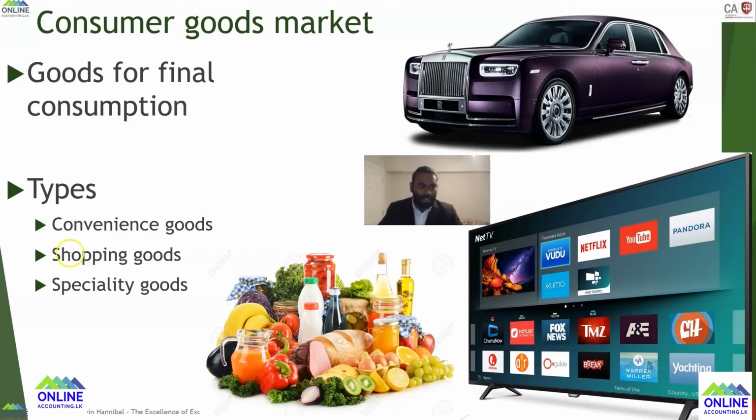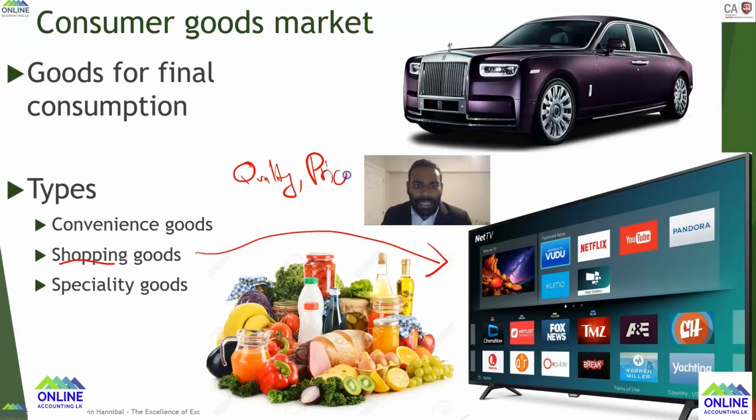And then comes shopping goods. Shopping goods are goods that, before you buy, it's not something that you will buy regularly. It's an important product which you will spend marginally a bit higher on, but before that you will look at the quality, you will look at the price.